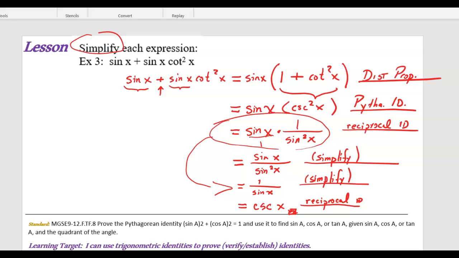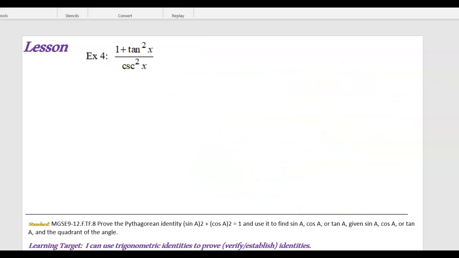Okay? All right, let's try another example. We're just going to crank through several of these, and you'll see the entire bag of tricks before it's all said and done. So, first step, write down the problem. Okay, 1 plus tangent squared of x over cosecant squared of x.